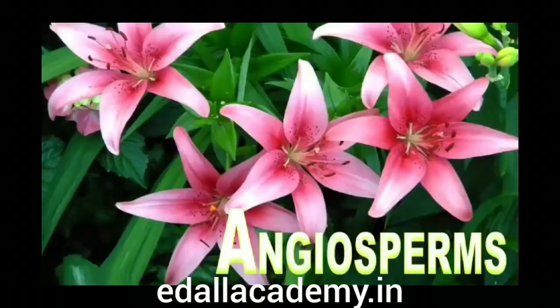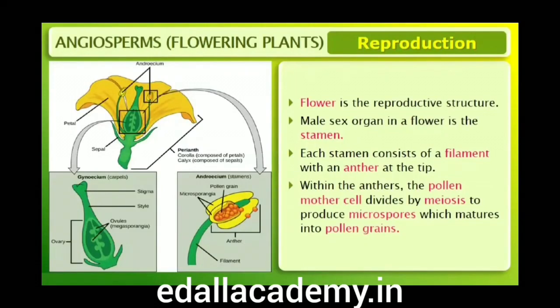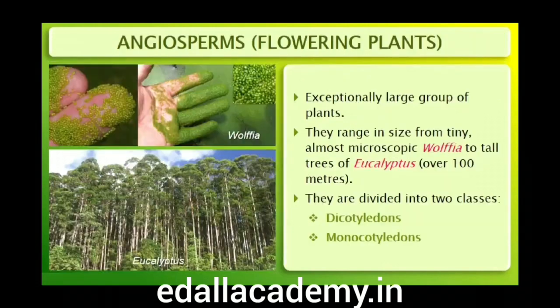3.5 Angiosperms. Unlike the gymnosperms where the ovules are naked, in the angiosperms or flowering plants, the pollen grains and ovules are developed in specialized structures called flowers. In angiosperms, the seeds are enclosed by fruits. The angiosperms are an exceptionally large group of plants occurring in a wide range of habitats. They range in size from tiny, almost microscopic Wolffia to tall trees of Eucalyptus, over 100 meters. They provide us with food, fodder, fuel, medicines and several other commercially important products.